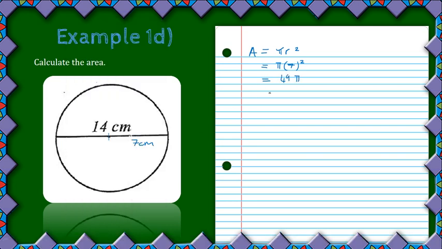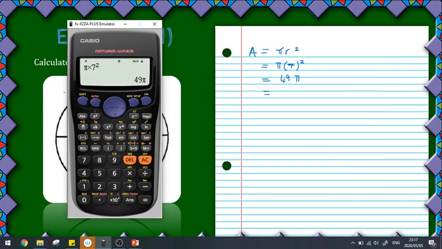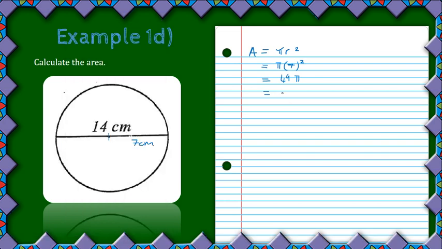And then if we need to round it off, which we normally do in our questions, if they state round off to 2 decimal places, for example, just press SD, and then we get 153,94. That's if we round it off to 2 decimal places. So 153,94, and we are working with centimeters squared.